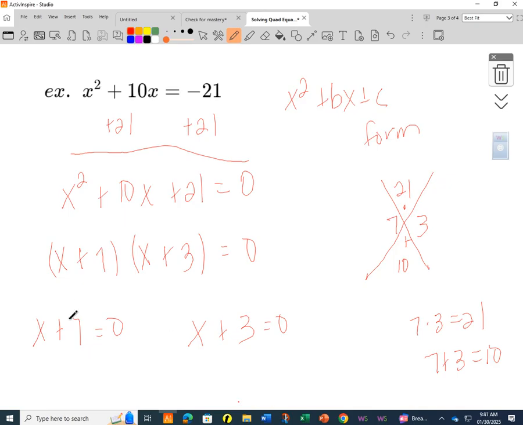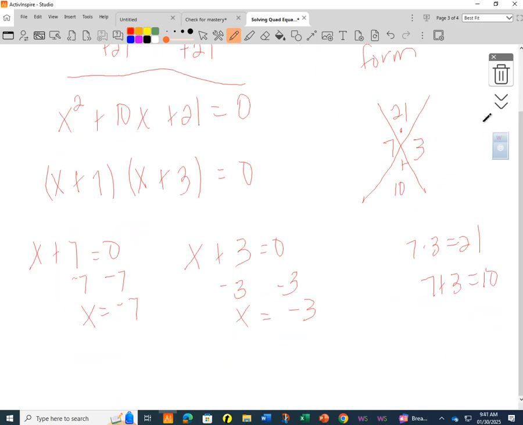So now if we solve x plus 7 equals 0, we subtract 7, and x equals negative 7. For here, we want x by itself, so we're going to do the opposite of adding 3, subtract 3 from both sides, and x equals negative 3. So these are our solutions. The solution of this quadratic equation is negative 7, negative 3. We typically don't leave it in this form. We write it in set notation, so that's these little squigglies.